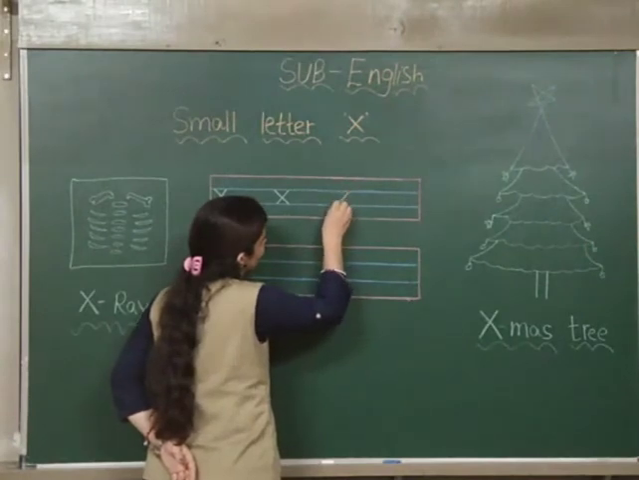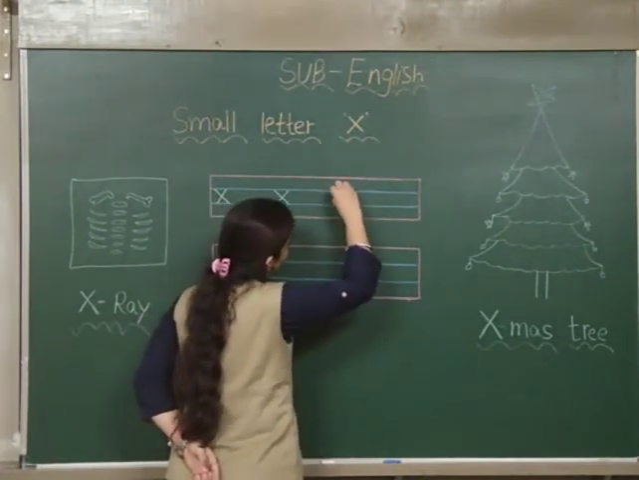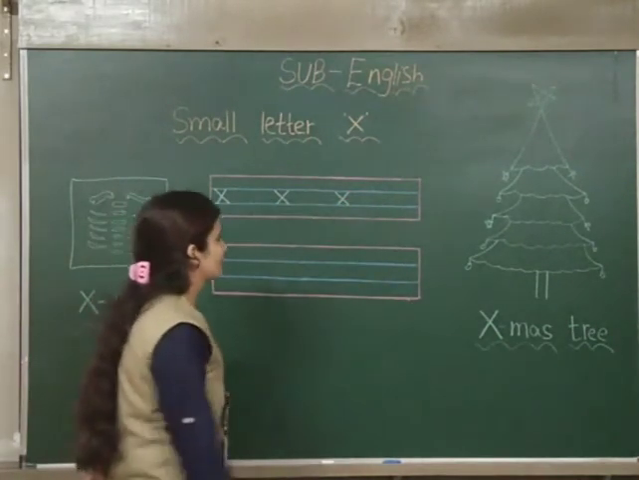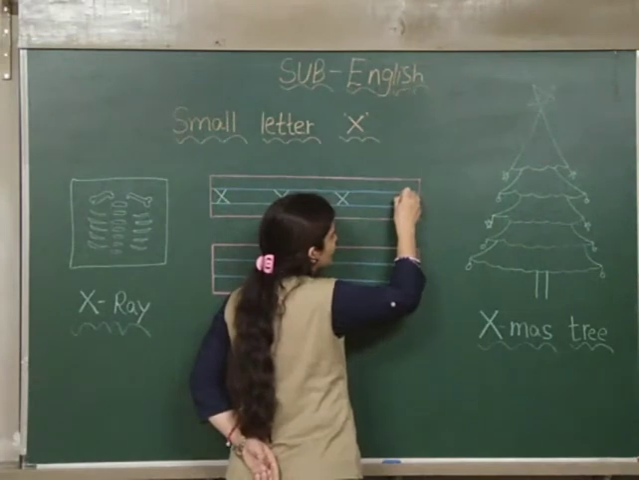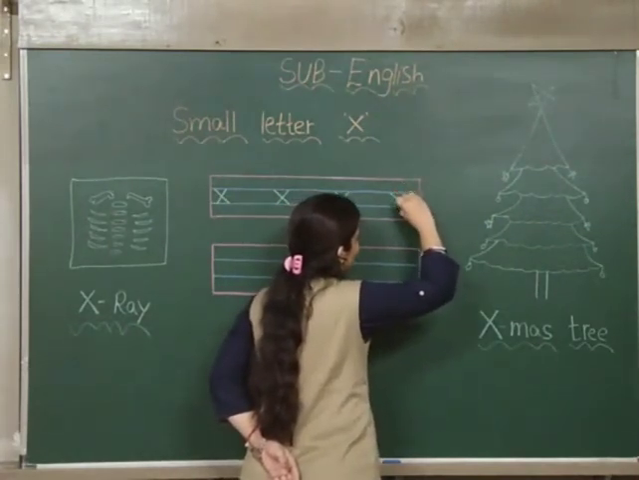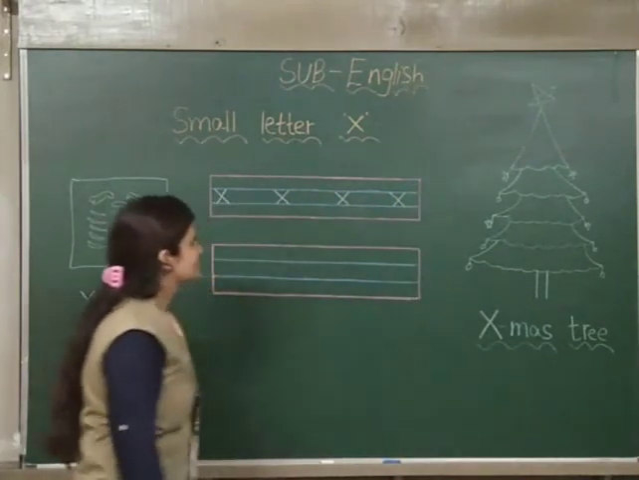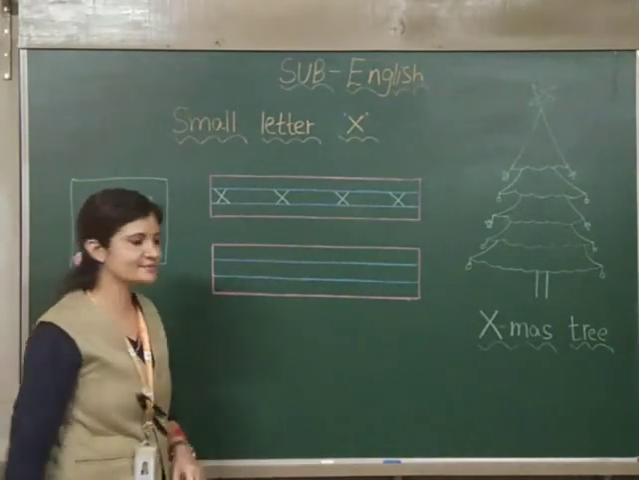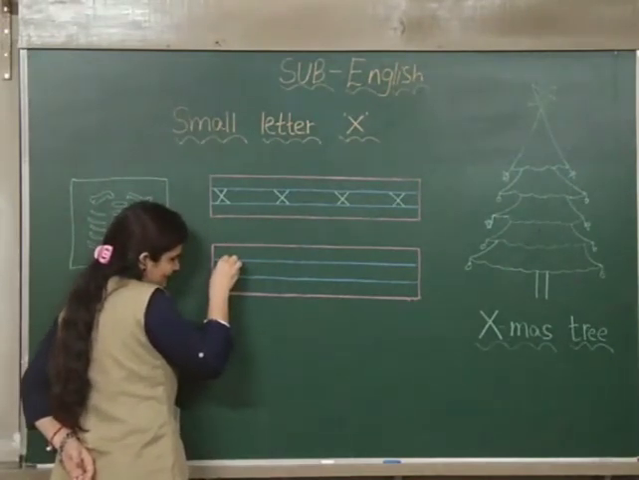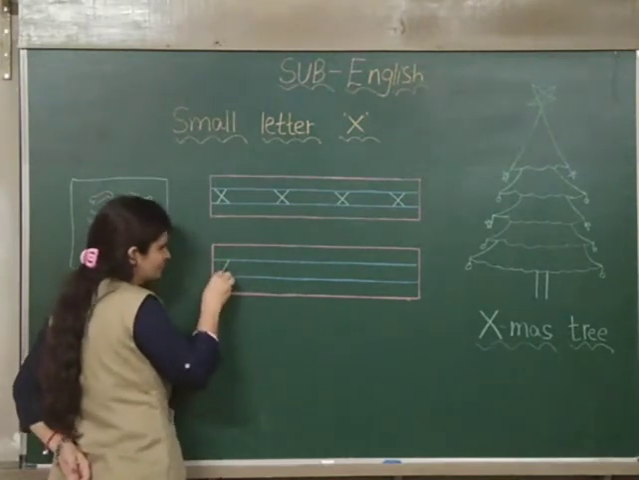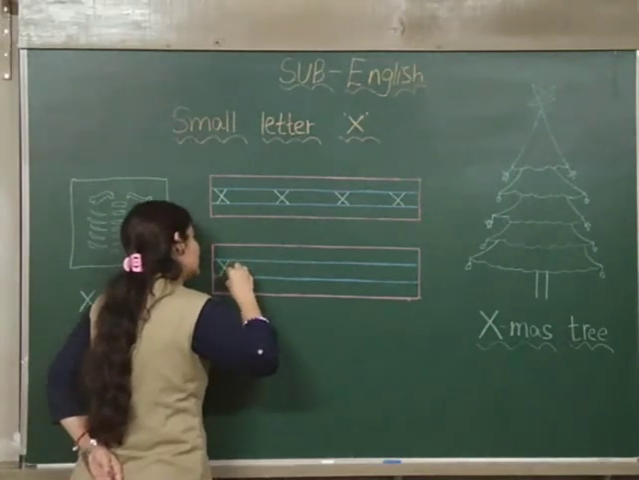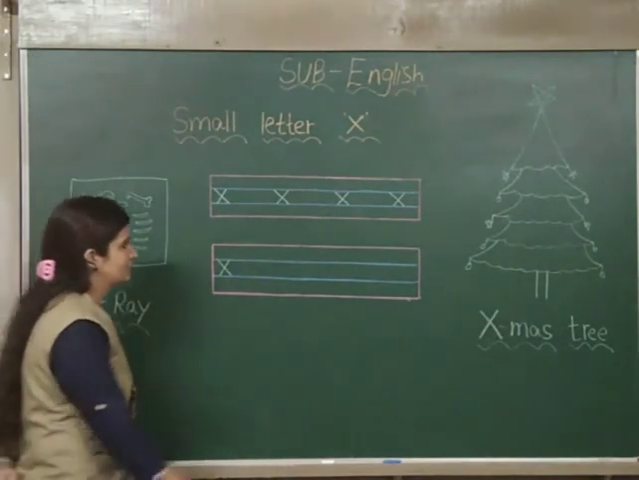Again see here, we have to make one slanting line and then a second slanting line. Blue line to blue line. We have to make this slanting line blue line to blue line. This is called small letter X. Again, we have to start this slanting line from the blue line to the bottom blue line like this, and then we have to make the same slanting line here.